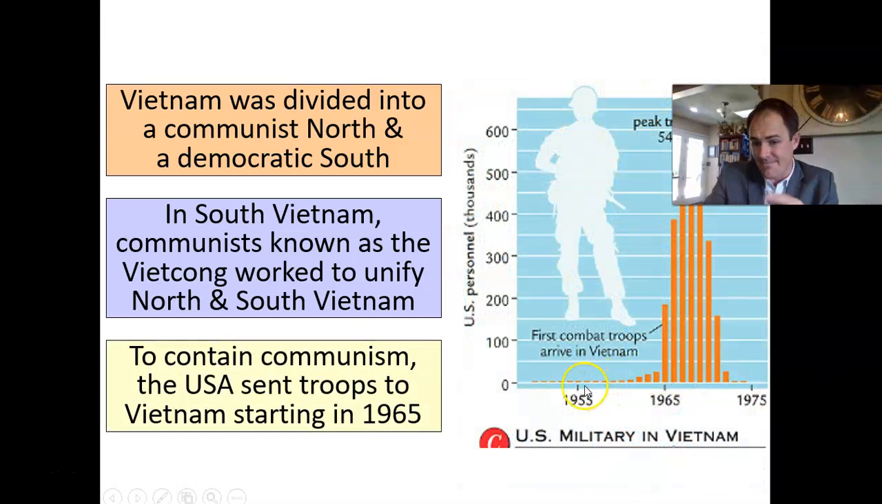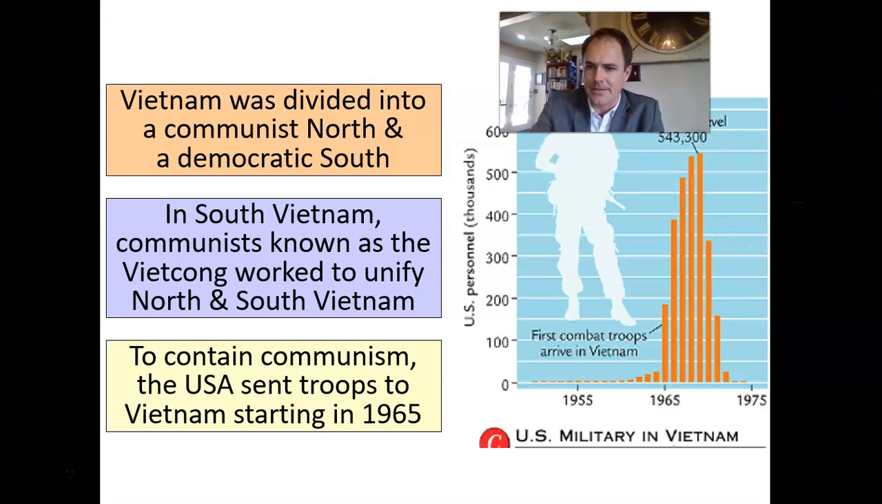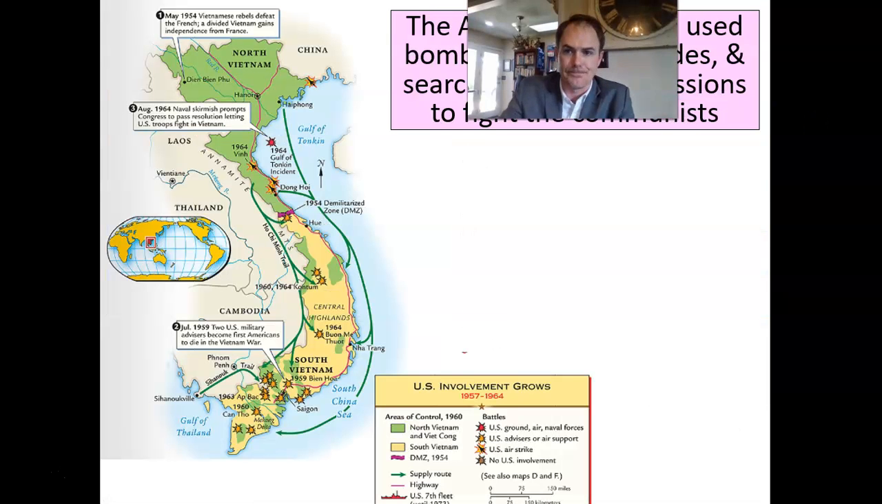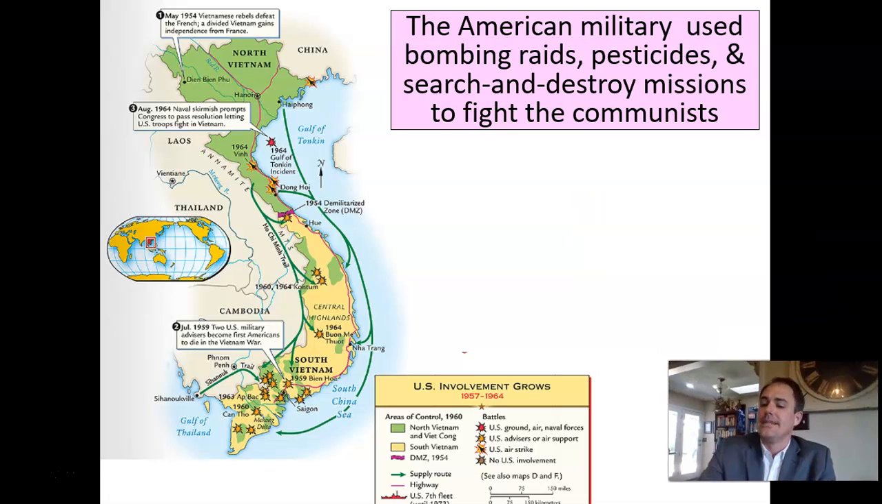So beginning in the late 50s, the U.S. were sending military advisors, members of the CIA, to advise the South Vietnamese. In 1965, the U.S. escalates the war and begins sending combat troops. Look how many. By 1968, over 500,000 U.S. service members in Vietnam, South Vietnam, fighting this Viet Cong, these communist rebels seeking to unify North and South Vietnam.